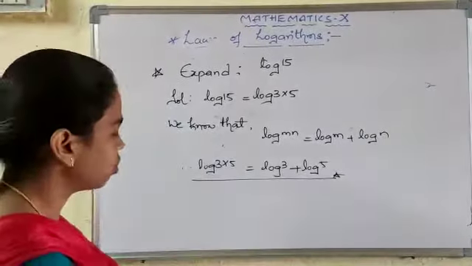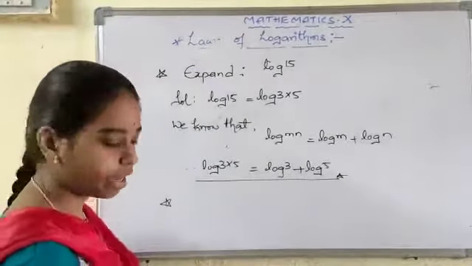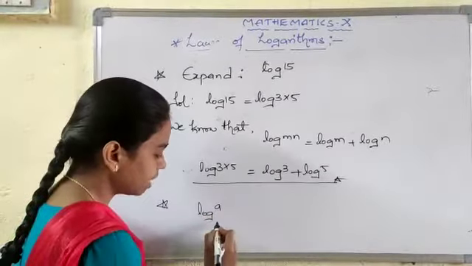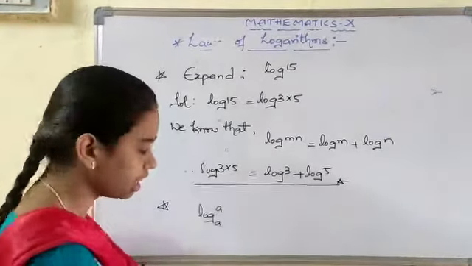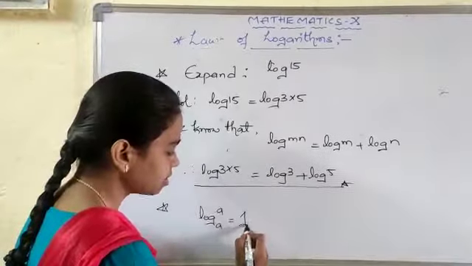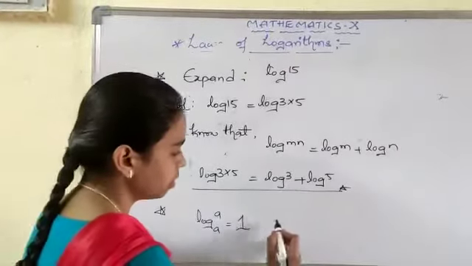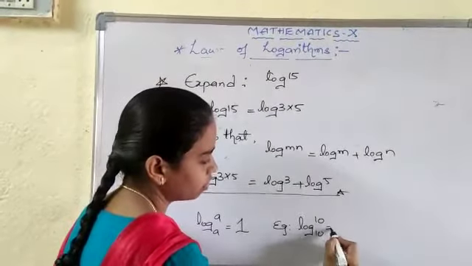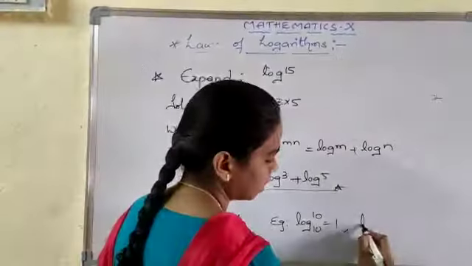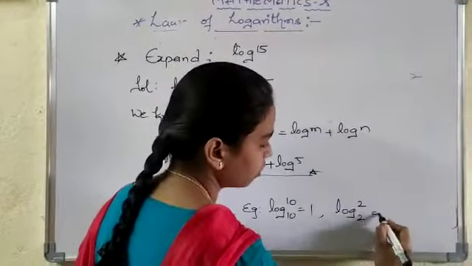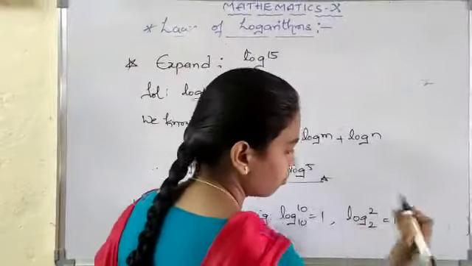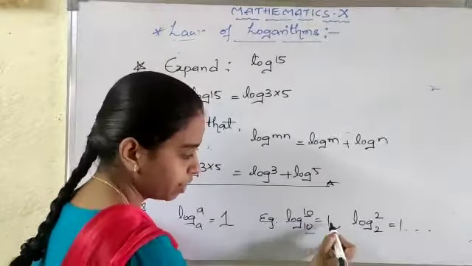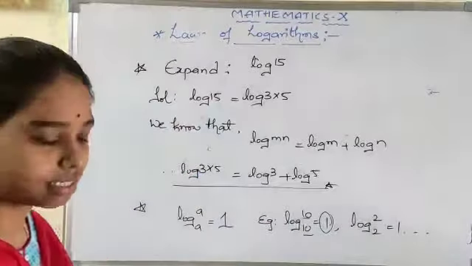And also note that always for any logarithm, if the base and exponent are both equal, that value is always 1. So for example, log 10 base 10 is equal to 1. Another example, log 2 base 2 is equal to 1. So whatever the value of the base and exponent, if both are same, then the logarithm value is always 1.